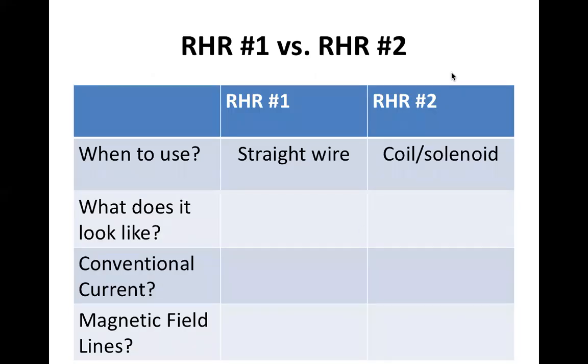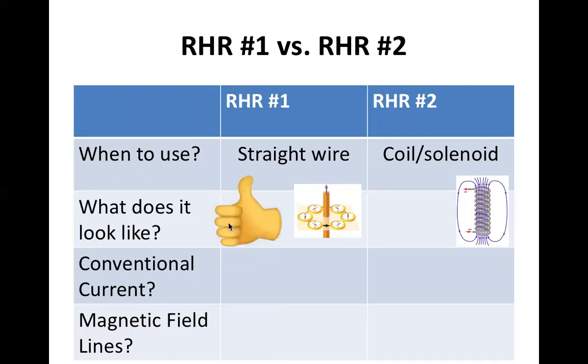Okay, so I always say when two things are confusingly similar, put them side by side so you can highlight the similarities and the differences. Right-hand rule number 1 and right-hand rule number 2 are very similar, but we use them in different places. So for a straight wire, we use right-hand rule number 1. Right-hand rule number 2 is for a coil or a solenoid. And what does it look like? Okay, so we've got a straight wire or a coil. What does your hand look like when you're applying right-hand rule number 1? It looks like that. What about when you're applying right-hand rule number 2? Uh-oh, it looks like that.